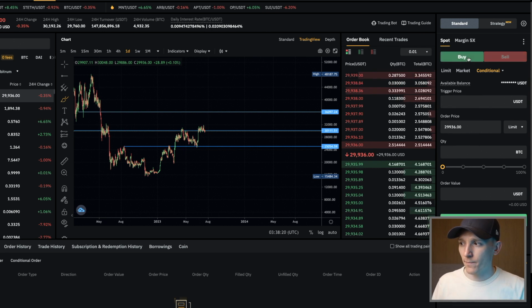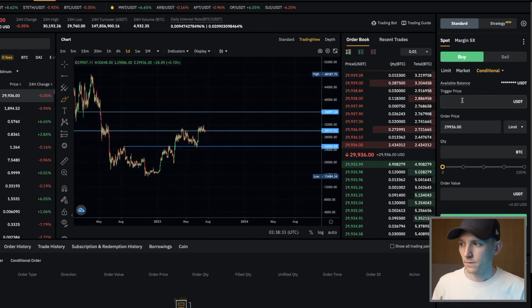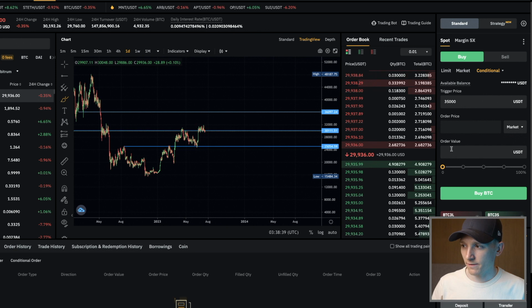So you could do it on the buy side as well with a conditional. If you put in a limit order and said, I want to buy Bitcoin when it reaches 35, it's going to trade immediately for you because the price is 29. So you put a conditional order in here and say at 35K, buy Bitcoin at market, whatever the price is, and the order value $15, whatever.